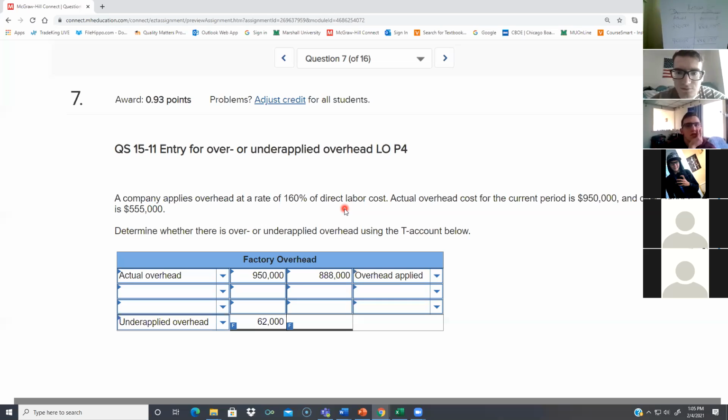So obviously it's an expense account. Whenever it is the actual, it is debited. Applied is on the credit side. So your total actual is 950,000. Total of applied is 888,000. You subtract the smaller total from the bigger total and put the difference at the bottom of the bigger total, that is 62,000. Since applied is less, it is also called under applied overhead.